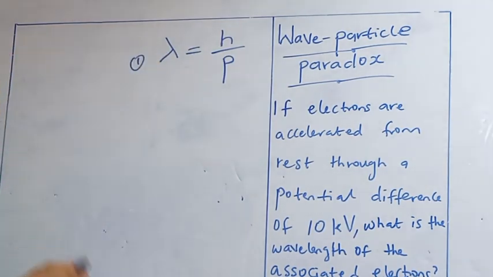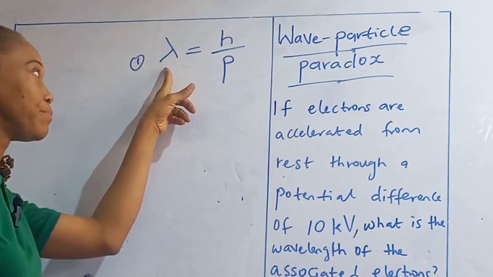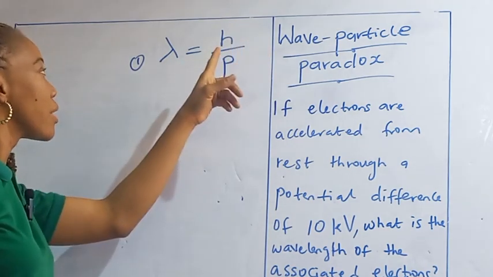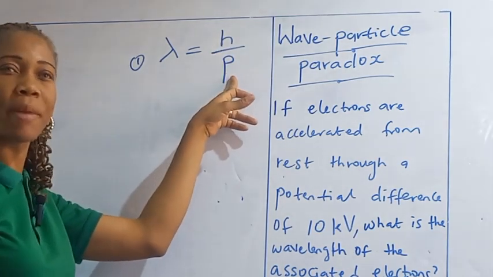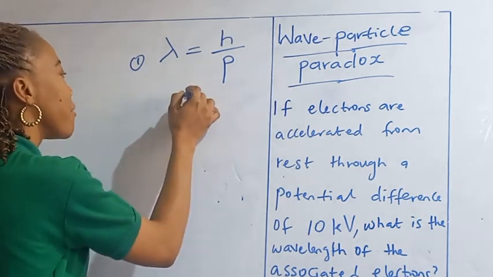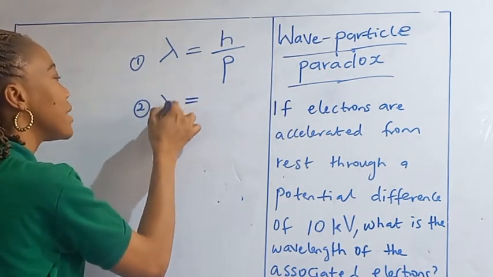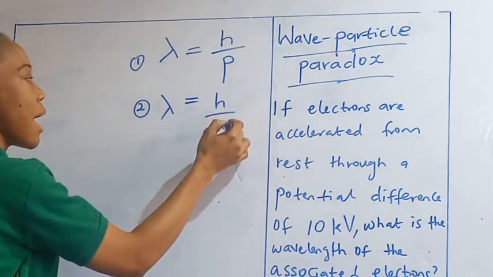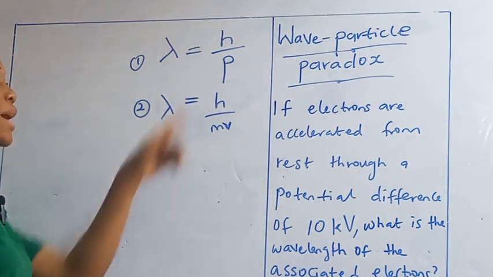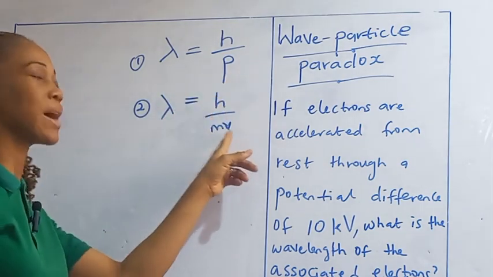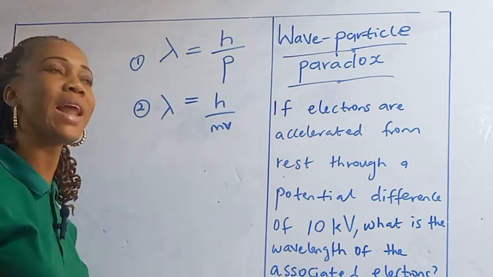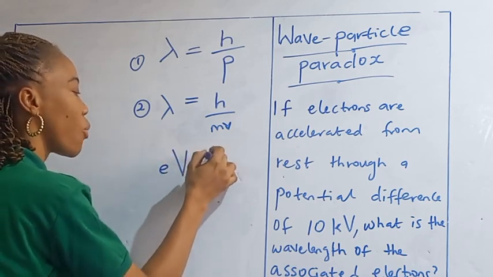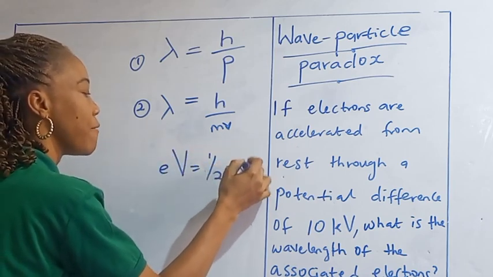That's the first one. This de Broglie's wavelength has Planck's constant h, and then p is the momentum of the particle. Then from that we'll derive also that this wavelength is equal to h upon mv. mv is the same as momentum. Momentum is the product of mass and velocity. We can relate this formula to electron volts is equal to half mv squared.